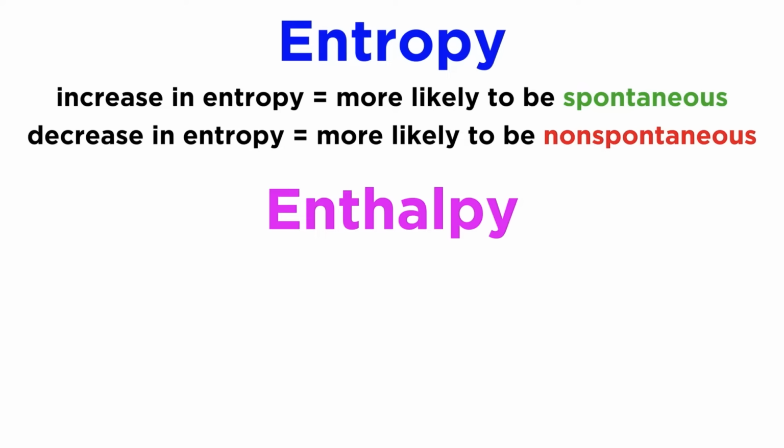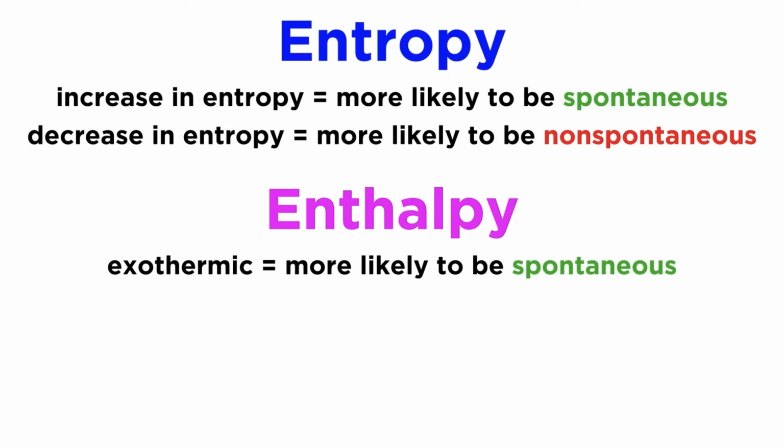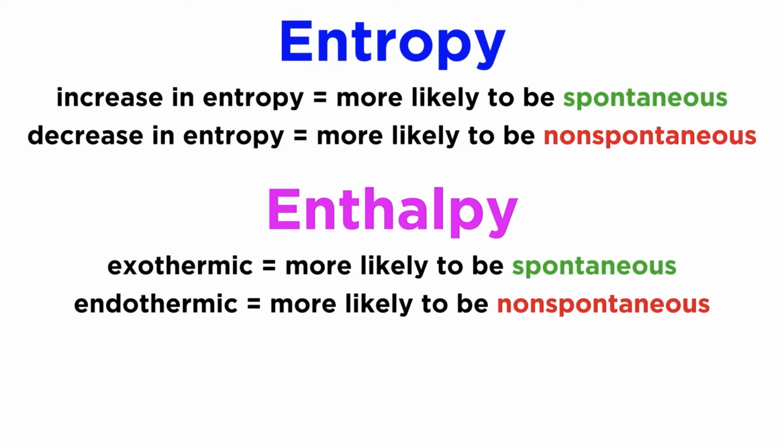But now we have to involve enthalpy. We know that an exothermic reaction is more likely to be spontaneous, while an endothermic reaction is more likely to be non-spontaneous. But we want to be able to confidently predict whether any process is spontaneous or not, so we need to combine enthalpy and entropy to get another thermodynamic quantity, Gibbs free energy, symbolized with a capital G. This is the parameter that will unequivocally predict whether a reaction is spontaneous, and it depends on enthalpy, entropy, and temperature according to this equation.